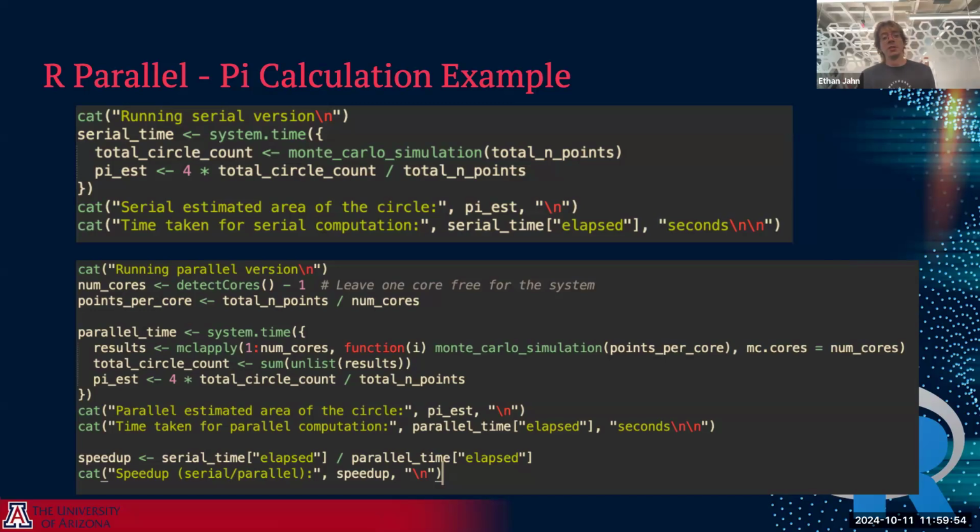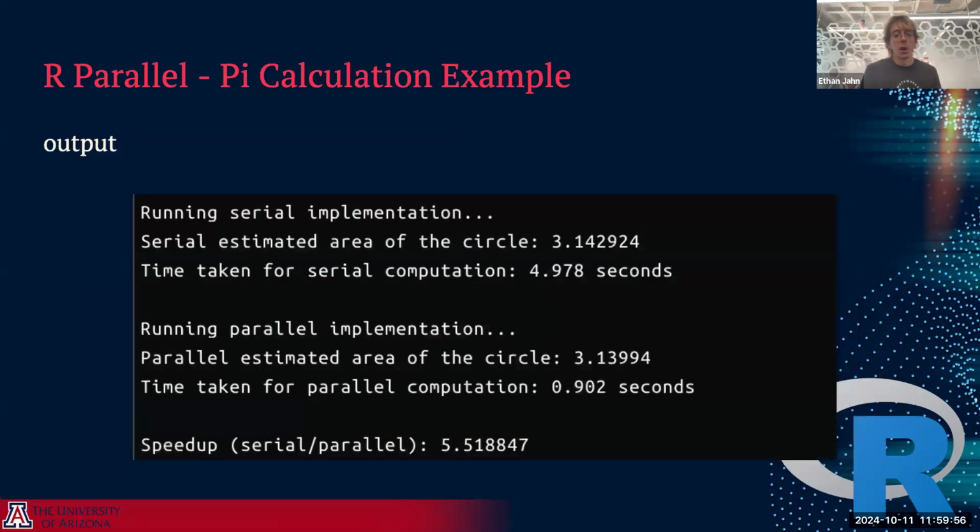So one important thing to note with parallelism in R is that Python has MPI for Pi, which enables multi-node parallelism. R does not have that, so all of the parallel libraries in R are for shared memory parallelism rather than distributed memory parallelism. But you can see here again that we do see a speed up of about 5.5 times when implementing parallelization in R.